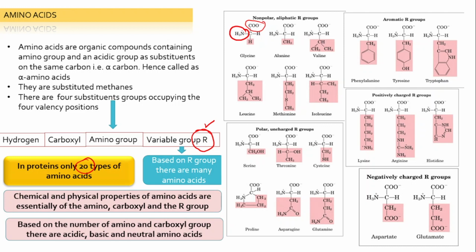So what we need to keep in mind is that the 4 substituent groups occupy the 4 valency positions: hydrogen, carboxyl, amino, along with the variable group R, which differs in various amino acids. Only 20 types of amino acids are studied, and chemical and physical properties of amino acids are essentially those of the amino, carboxyl, and R group, and based on the number of amino and carboxyl groups, there are acidic, basic and neutral amino acids.